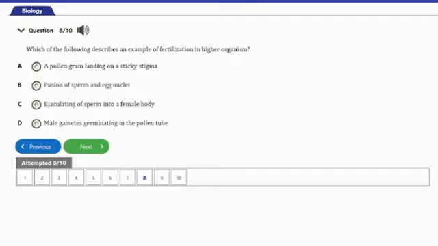So guys, the fertilization in higher organisms will involve fission of sperm and egg nuclei. So that's it for that question, and that's option B here. So let's go ahead and consider the next question.